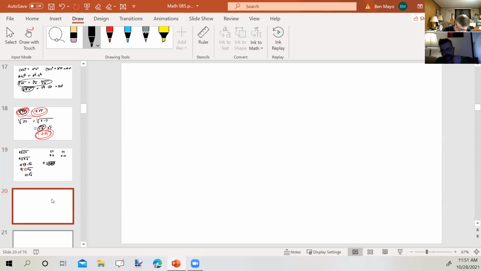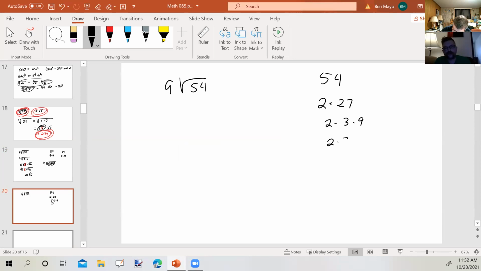Okay. What if I don't happen to know that 9 is a factor of 54 and 9 is a perfect square? Here's the long way. This is like the deer in the headlights. I don't know what to do. We're going to do the prime factorization of 54. We're going to break it down into primes. 2 times 27, 2 times 3 times 9, 2 times 3 times 3 times 3. Okay, you okay with what I did there?